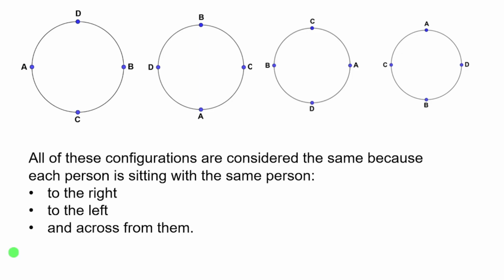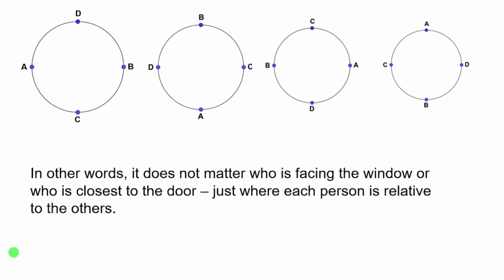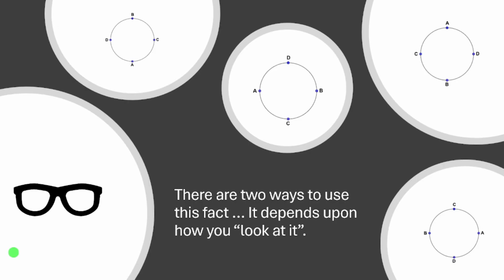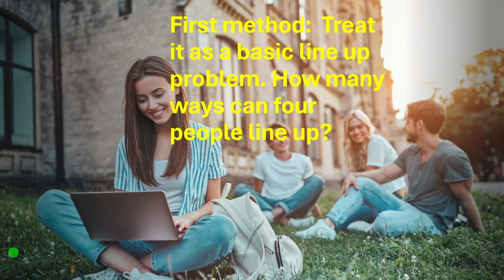All of these configurations are considered the same because each person is sitting with the same person to their right, to their left, and across from them. In other words, it does not matter who is facing the window or who is closest to the door, just where each person is relative to the others. There are 2 ways to use this fact, and it depends upon how you look at it.